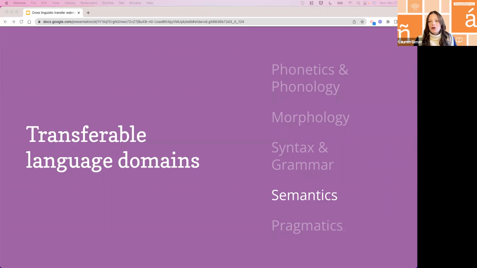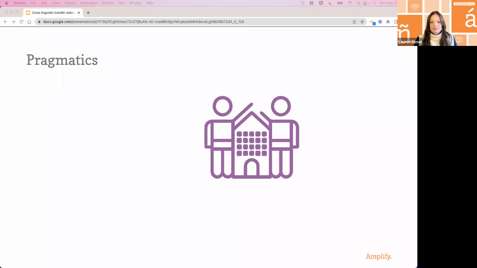All right, so we are going to explore one last transferable domain of language that sometimes is overlooked, and that's pragmatics. So while semantics is the study of word meaning, pragmatics deals in what is unsaid when two people are communicating. So this includes things like cultural norms, which include both physical and social norms.